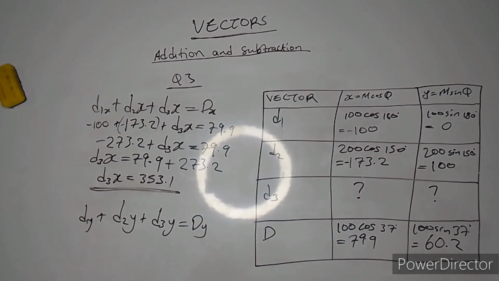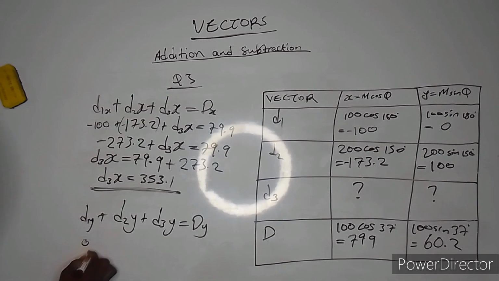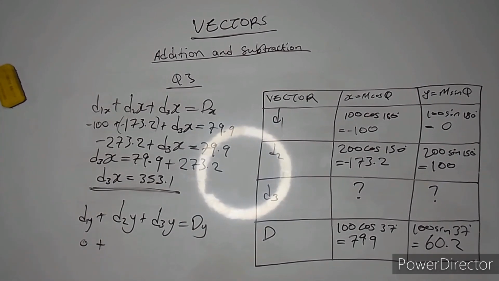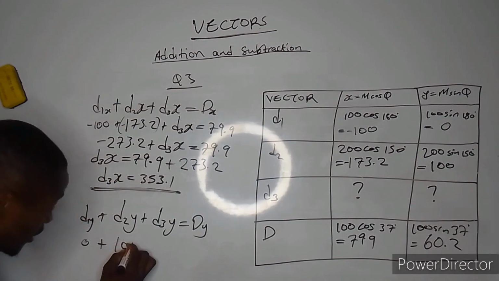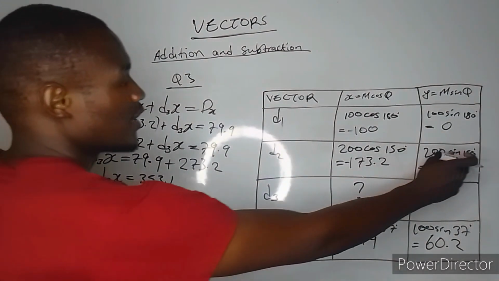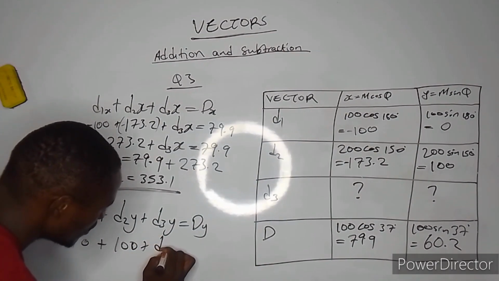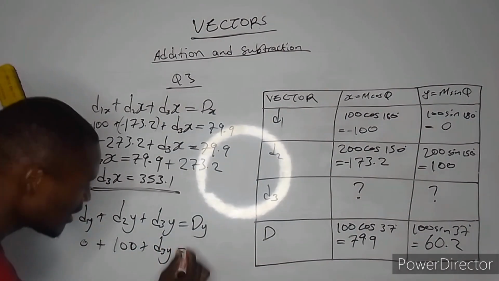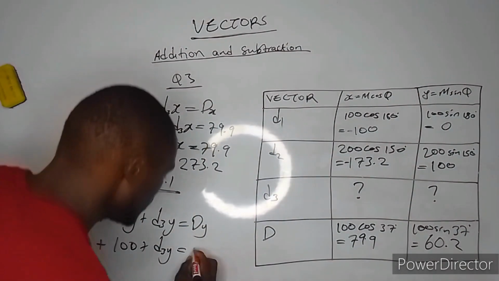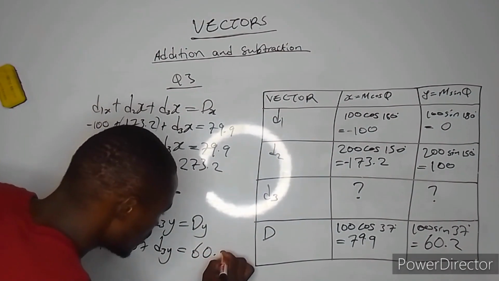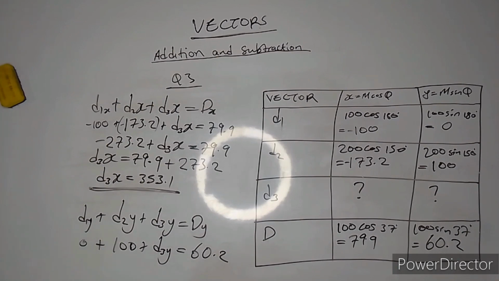Then let's go to dy. Now, we get the values. The first value is 0, which is adding with 100, which is D2 here. Then in D3, we are not given anything. D3y, we don't have anything. Then in dy in general, which is 60.2. Then from there, what are we going to do?